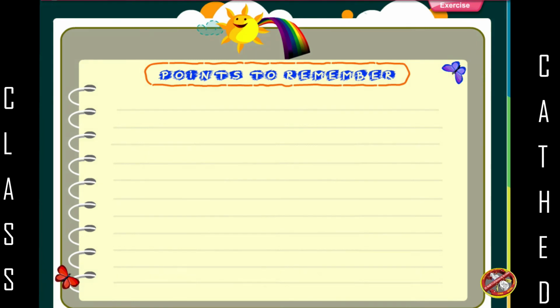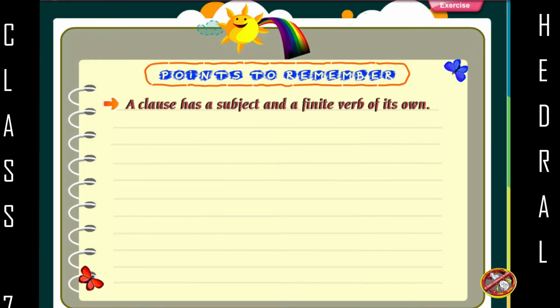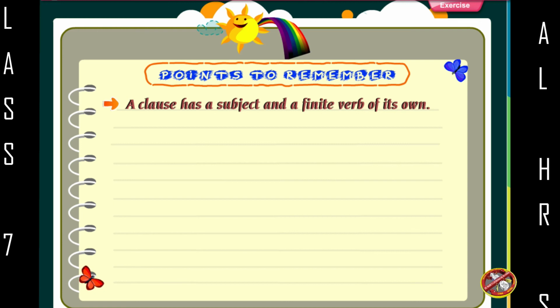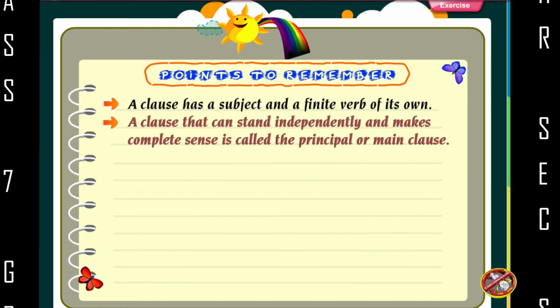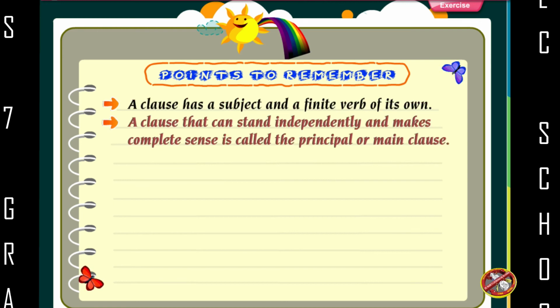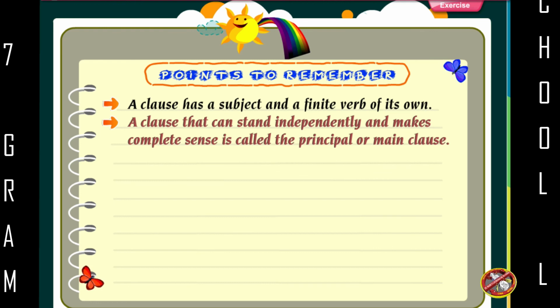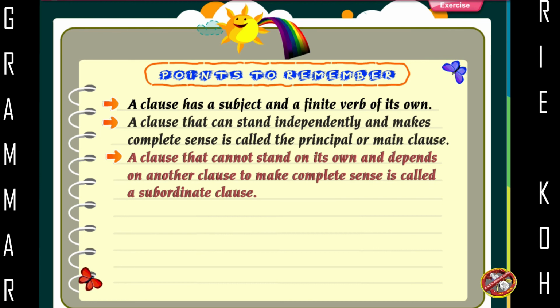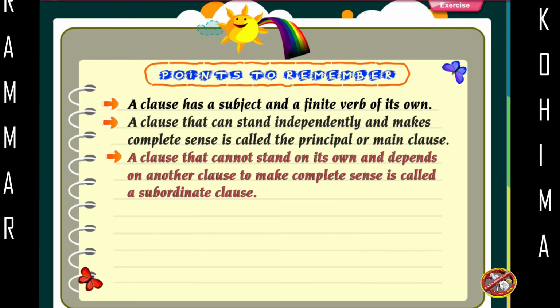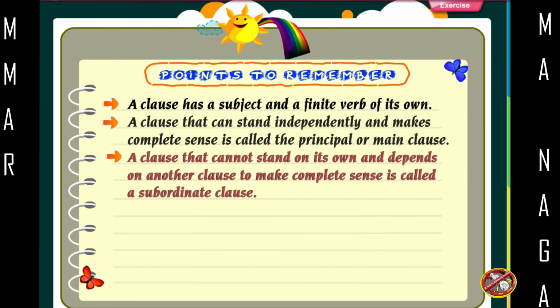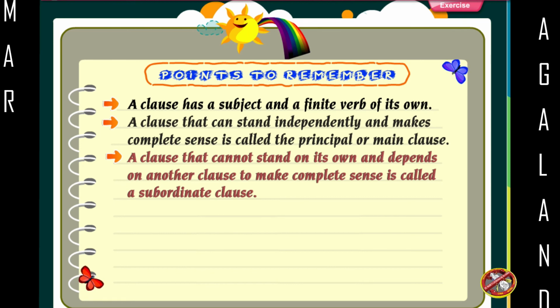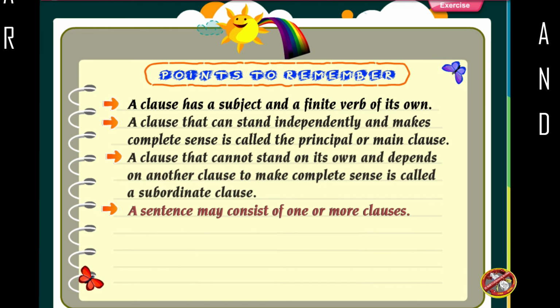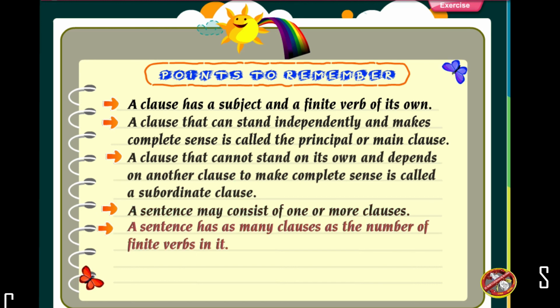Points to remember. A clause has a subject and a finite verb of its own. A clause that can stand independently and makes complete sense is called the principal or main clause. A clause that cannot stand on its own and depends on another clause to make complete sense is called a subordinate clause. A sentence may consist of one or more clauses. A sentence has as many clauses as the number of finite verbs in it.